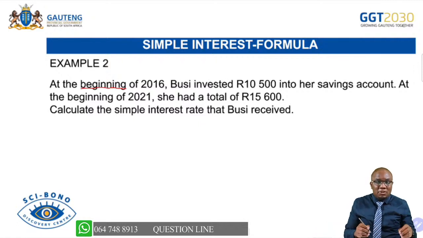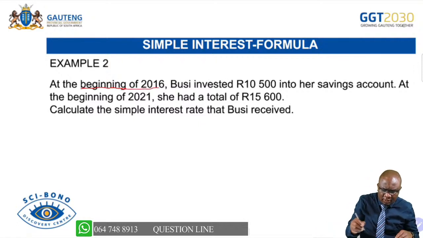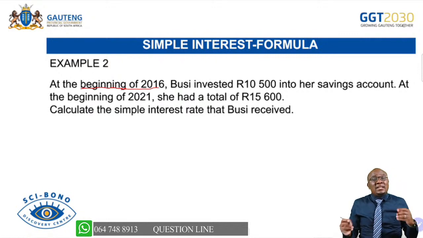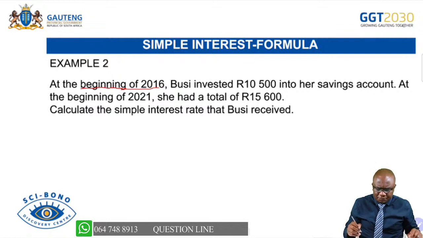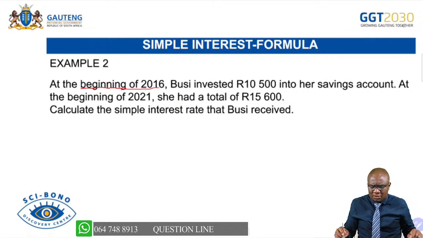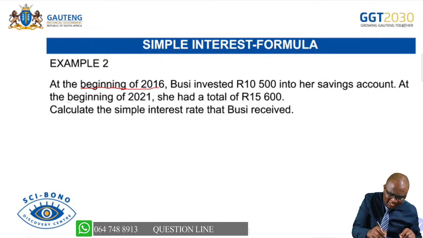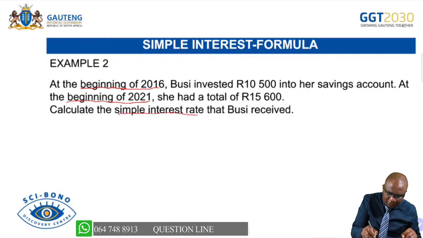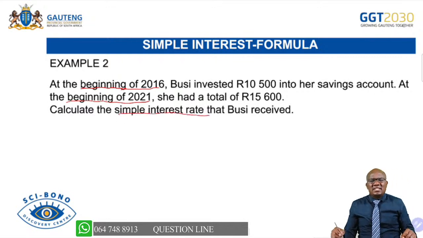At the beginning of 2016, Busi invested 10,500. Okay? Right, there is a topic that we're going to do about timelines, but I'm introducing it now so that you are aware of these things. Right, we're still using the formula. Busi invested 10,500 into her savings account at the beginning of 2016. At the beginning of 2021, she had a total of 15,600. Calculate the simple interest rate that Busi received.